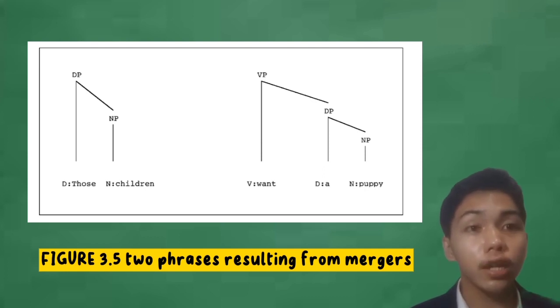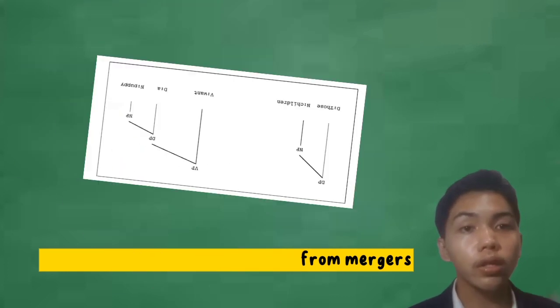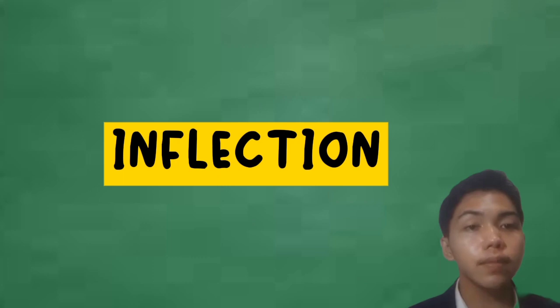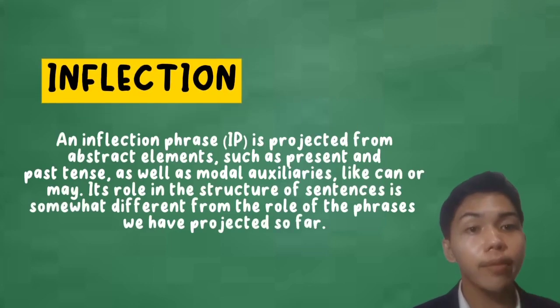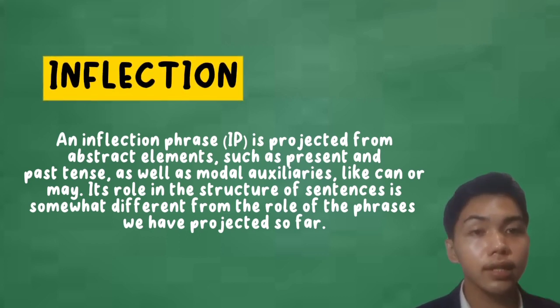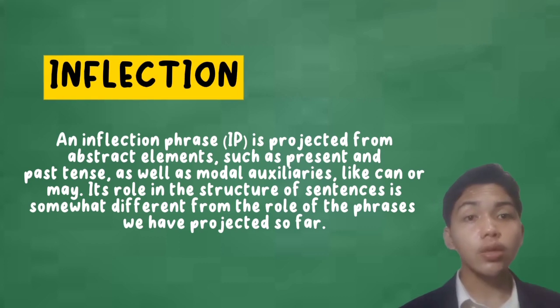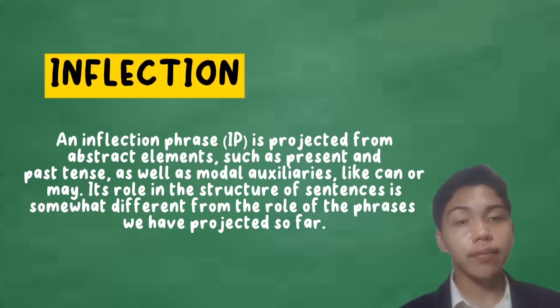A new functional category is needed to put them together. This category, called inflection, is responsible for the tense of the sentence among other duties. An inflection phrase or IP is projected from abstract elements such as present and past tense, as well as modal auxiliaries like can or may.